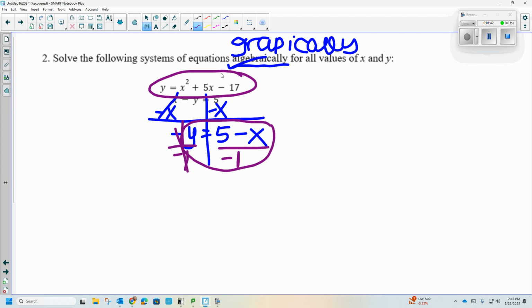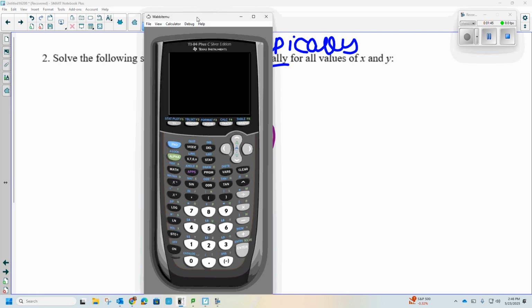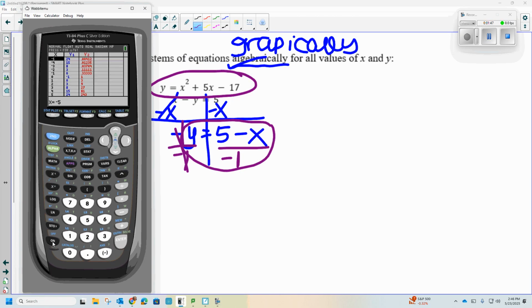Okay, so let's get out our calculator. Move it to this side here, turn it on, clear out the last ones. Now, y1 equals x squared plus 5x minus 17, enter. And then in y2, we're going to do a fraction. We're going to press alpha, y equals, enter. And 5 minus x goes on the top, negative 1 on the bottom. Okay, let's just press graph, take a quick look.